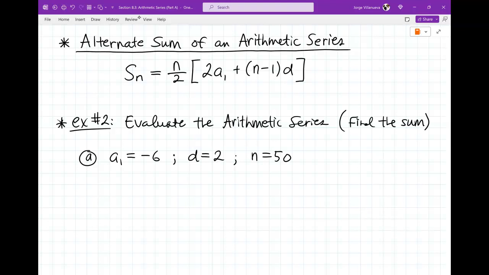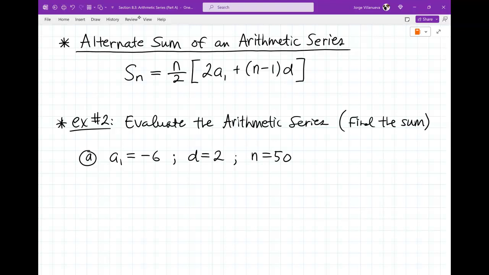So for example 2, we have an A, B, and a C, but the instructions are the same. Evaluate the arithmetic series. Find the sum, in other words, right? Just add everything up. So they gave me my first term, which is -6. They gave me my common difference, which was 2. And they gave me how many terms they want me to add up. So they're saying, starting with -6, add up 50 total terms. Okay? Based on the fact that every term is growing by 2. So it's -6, -4, -2, 0, 2, 4, 6, 8, 10, 12, etc. Right? Get all those numbers and add them all up. What do they add up to?